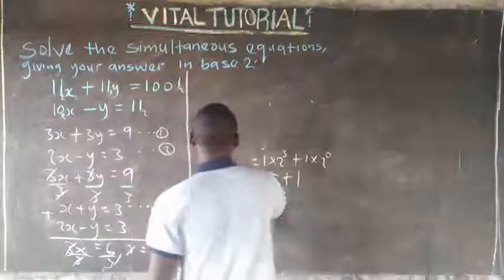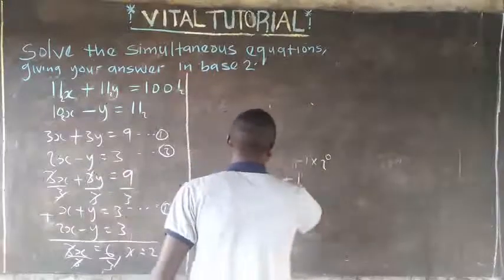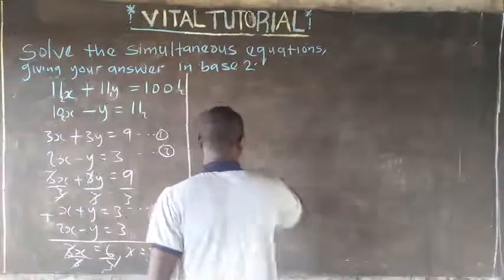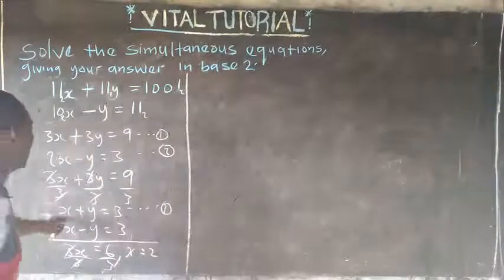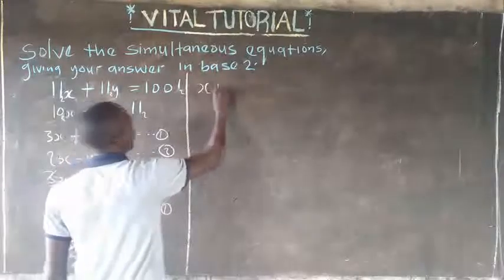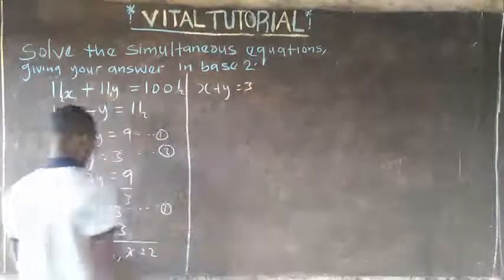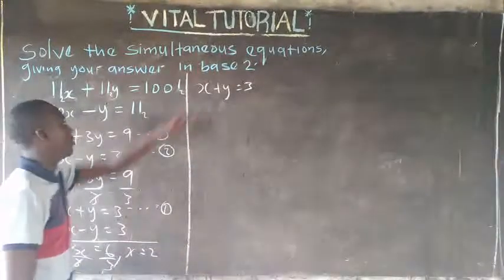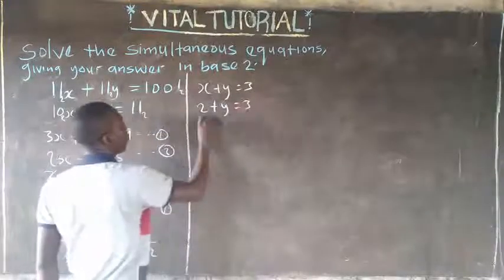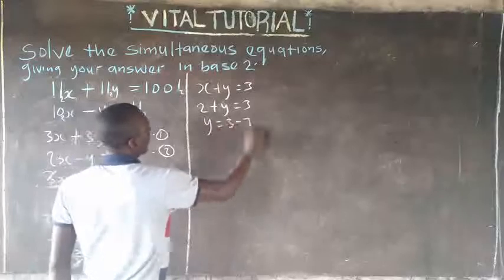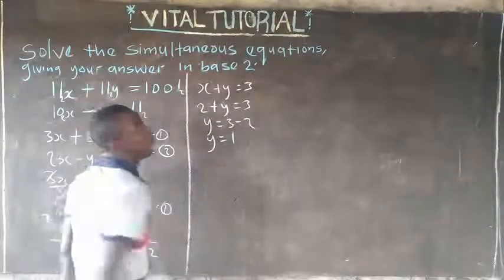So I can find the value of y now. From equation 1, which is s plus y equals 3, I'll just substitute 2 for s in equation 1. So it will be 2 plus y equals 3. y will be equal to 3 minus 2. So y will be equal to 1.